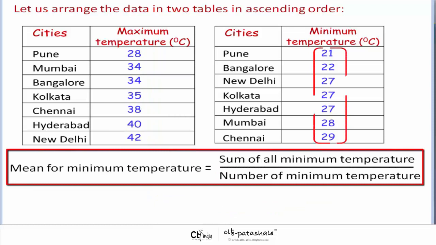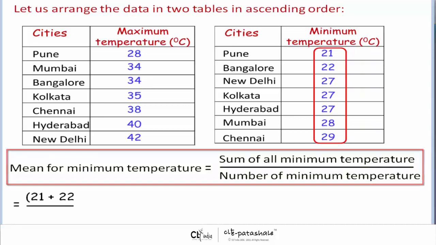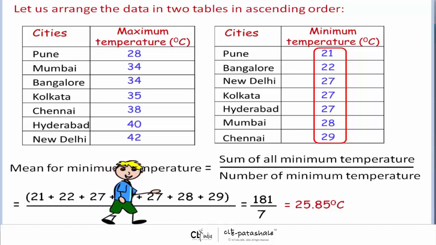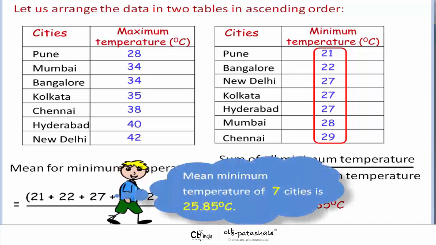Now, the mean for the minimum temperature. Similarly, we take the sum of all the minimum temperatures divided by the number of minimum temperatures, which will be equal to 21 plus 22 plus 27 plus 27 plus 27 plus 28 plus 29 whole divided by 7, which will be equal to 181 by 7, which is equal to 25.85 degrees Celsius. The mean minimum temperature of 7 cities is 25.85 degrees Celsius.